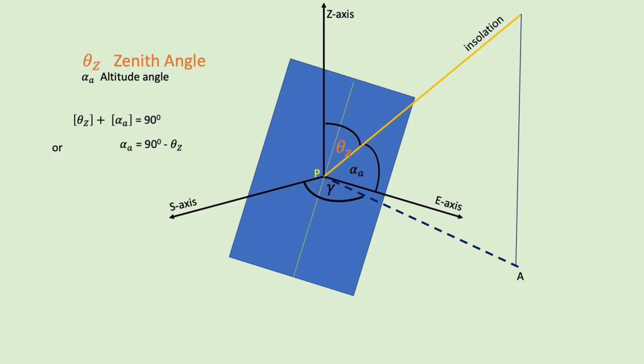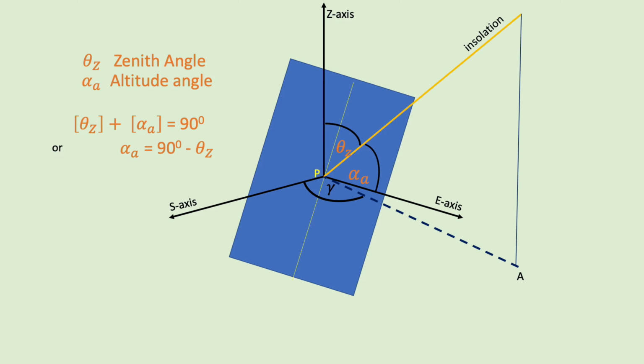So this theta z is the zenith angle and alpha A is the latitude angle, and these angles have a relation because both are complement to each other. Theta z plus alpha A is equal to 90 degree, or we can say alpha A is equal to 90 degree minus theta z. This angle tells the height of the sun in the sky at any time of the day or year.